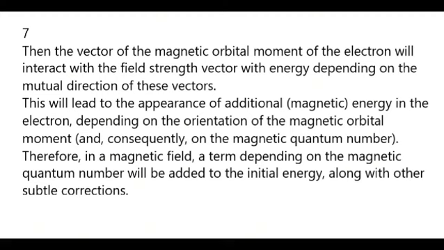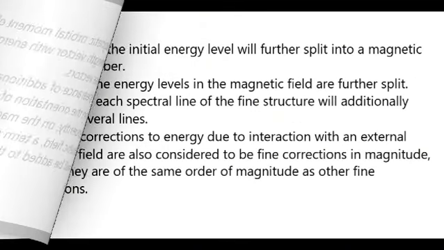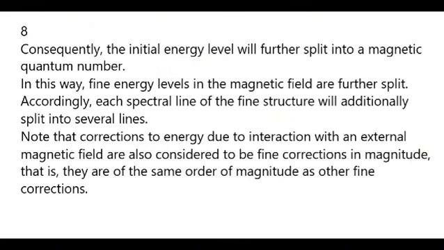This will lead to the appearance of additional magnetic energy in the electron, depending on the orientation of the magnetic orbital moment, and consequently on the magnetic quantum number. Therefore, in the magnetic field, a term depending on the magnetic quantum number will be added to the initial energy along with other subtle corrections. Consequently, the initial energy level will further split by magnetic quantum number. In this way, fine energy levels in the magnetic field are further split. Accordingly, each spectral line of the fine structure will additionally split into several lines.